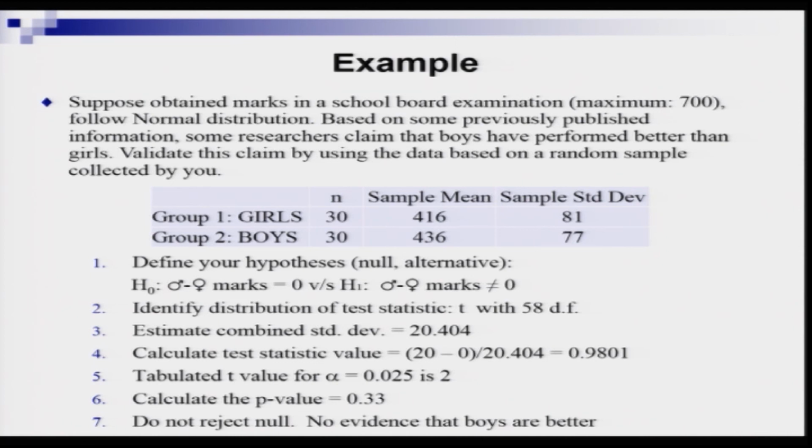So, based on our observations in step 5 and step 6, we can say that actually we do not have enough evidence. So, we do not reject the null, and there is no evidence that boys are better than the girls.